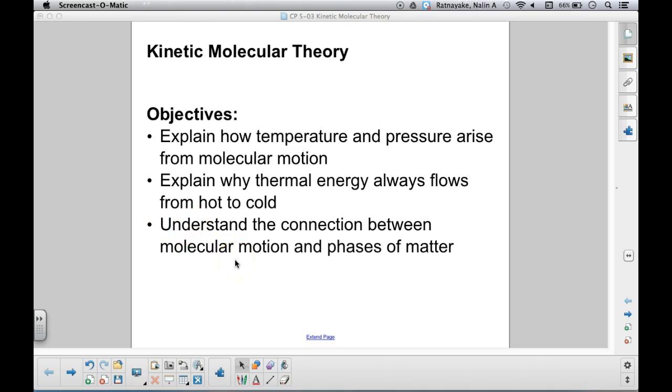Our third objective is to understand the connection between molecular motion and what are called the phases of matter. And you probably already know about those: solid, liquid, and gas. And we'll take a look at another fourth form called plasma and tie it all together, again using molecular motion.